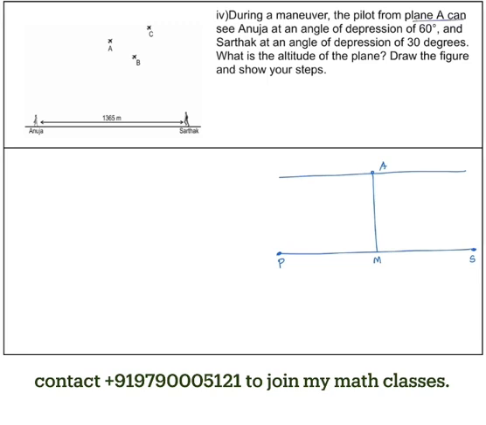Plane A can see Anuja at an angle of depression of 60 degrees. So this is 60 degrees. Since the line through A and PS is parallel, the angle at P is also 60 degrees.